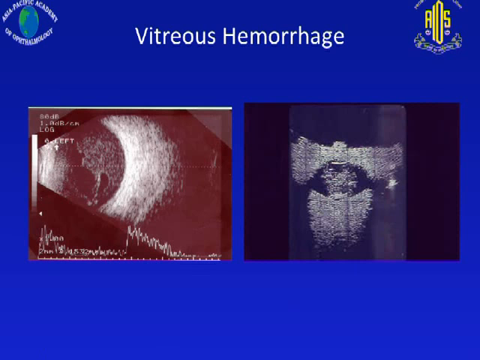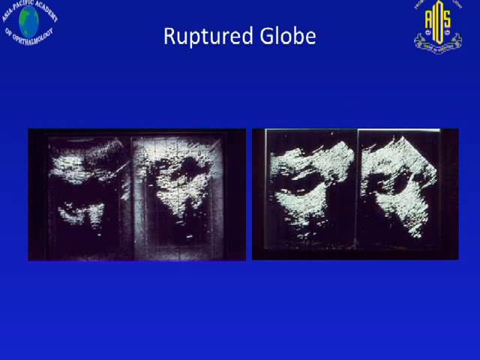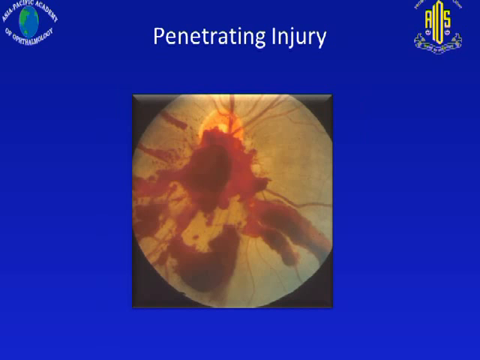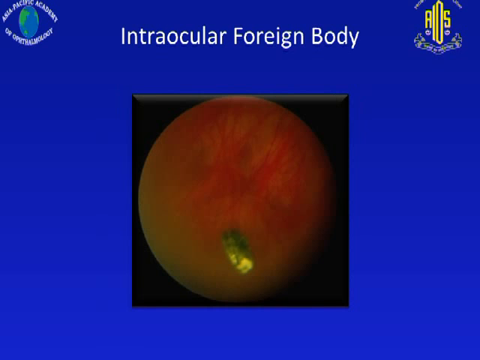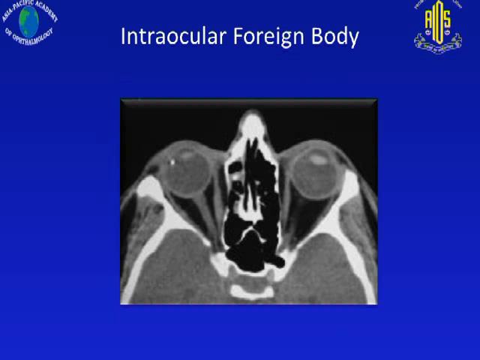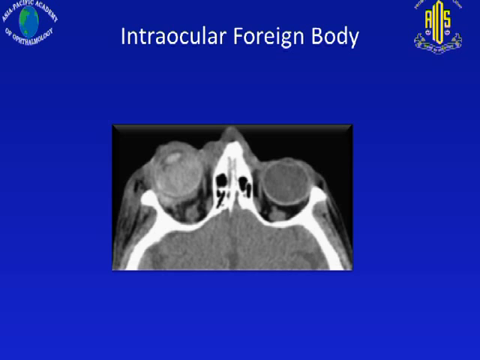This is a typical B scan of a recent vitreous hemorrhage. And of course, in a ruptured globe, you need to know where the rupture is with a B scan. There is a typical B scan photograph indicating a retinal detachment. And several examples of a traumatic vitreous hemorrhage and a penetrating injury, intraocular foreign body, and of course a CT scan indicating a vitreous hemorrhage and the presence of an intraocular foreign body. So here is another example of an intraocular foreign body, and here is a foreign body behind the globe.